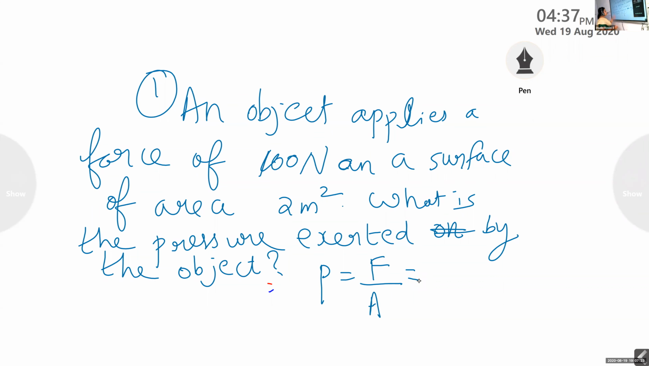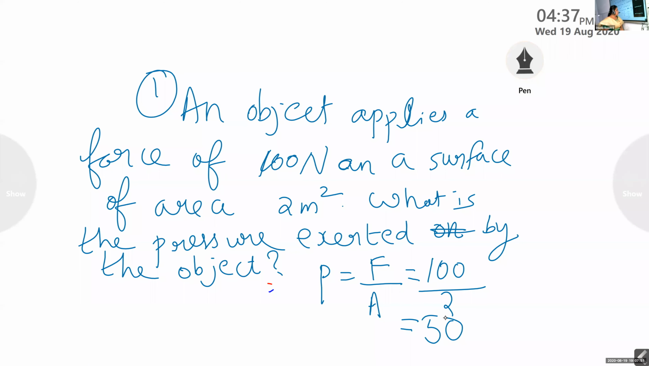What is the force given in the problem? 100 Newton. What is the area? 2 meters square. Now you can find out the pressure. 100 by 2, very simple, 50. What is the SI unit of pressure?